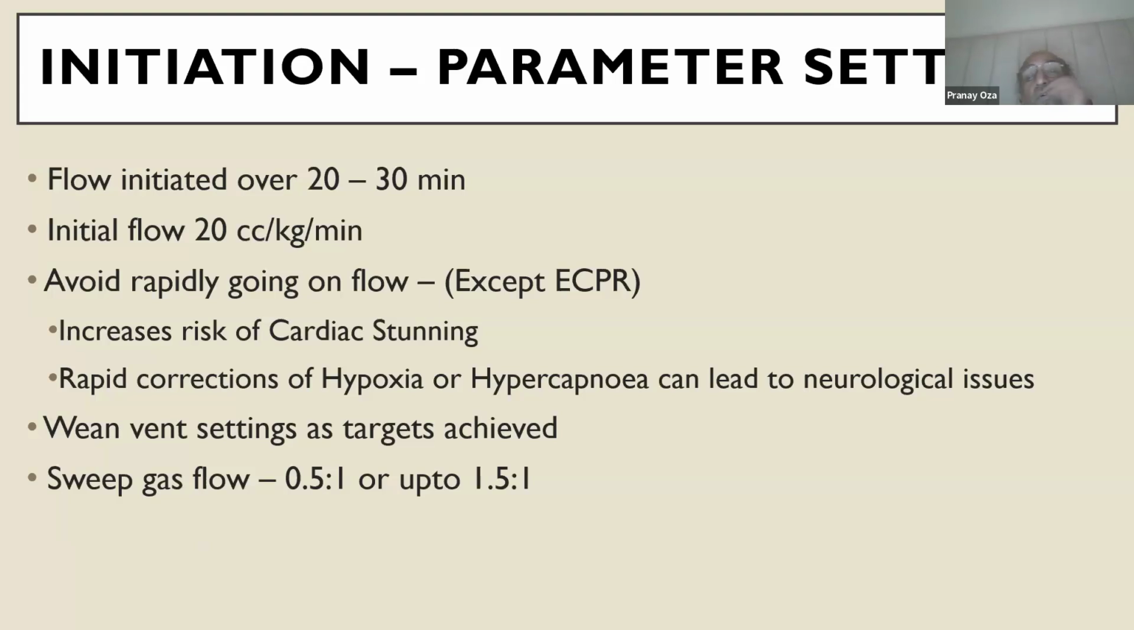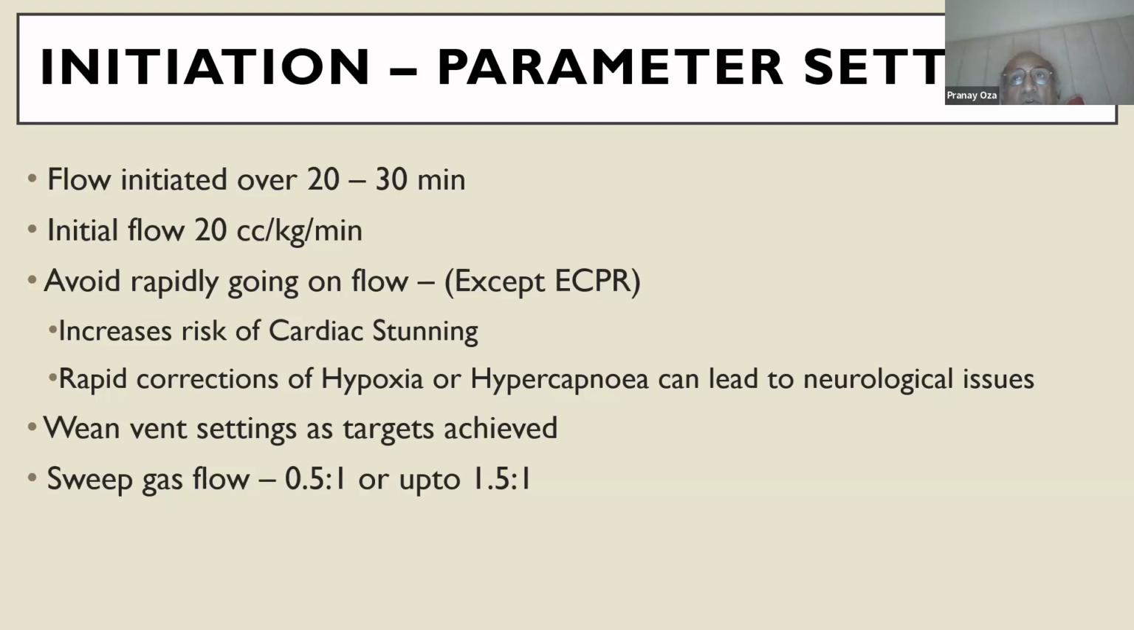So initiation of ECMO, as I told you yesterday also, you start with a flow of 20 ml per kg per minute and go to the full flow over 20 to 30 minutes. The exception here is only ECPR, where you can go directly up on the flow. Why you don't want to go up on the flow quickly, as I told you yesterday, is that it will increase the risk of cardiac stunning, and rapid correction of hypoxia or hypercapnia can lead to neurological issues. So you don't want to correct it rapidly, because that causes a reperfusion injury and that creates the problems.